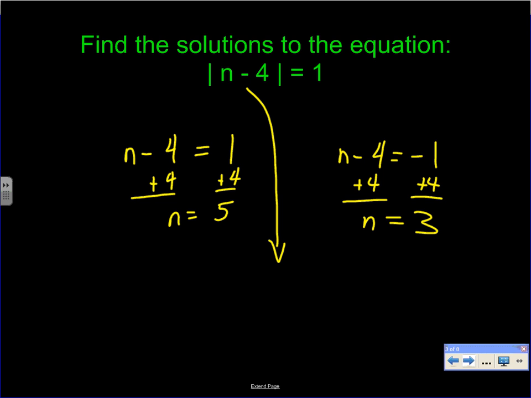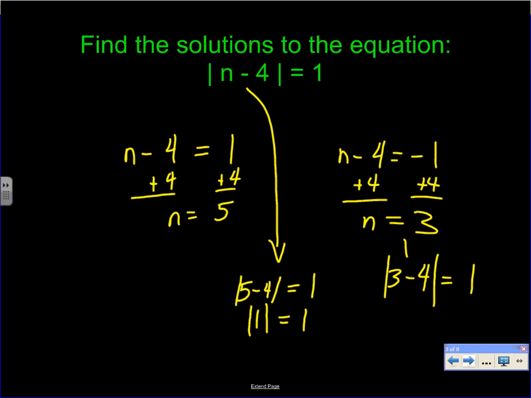So look at what we're going to do here. We're going to substitute n equals 5. So 5 minus 4, is the absolute value of that equal to 1? Well, 5 minus 4 is 1, and the absolute value of 1 is equal to 1. n equals 3. So 3 minus 4, is that equal to 1? 3 minus 4 is negative 1, and yes, the absolute value of negative 1 is 1.